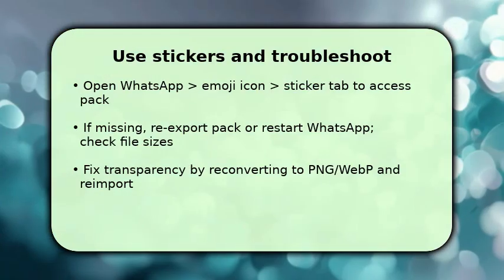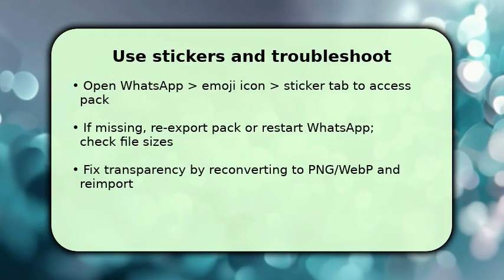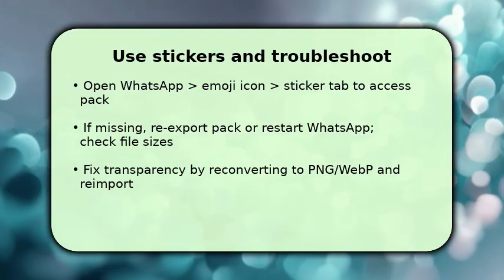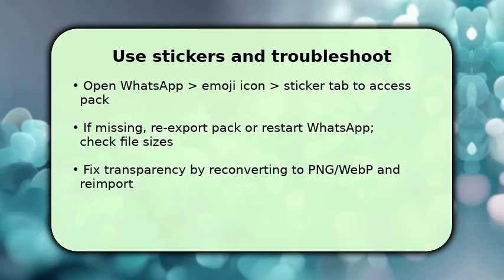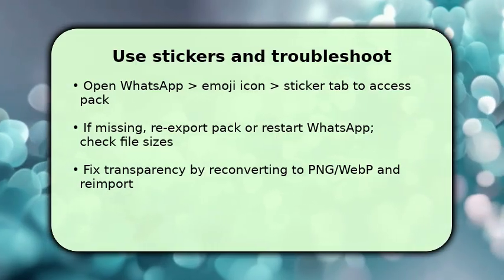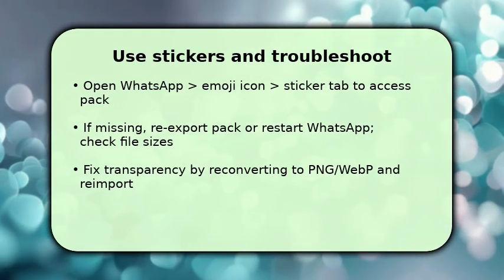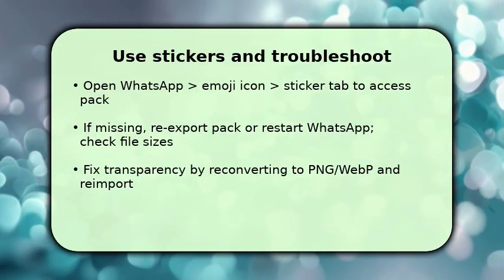You open WhatsApp, tap the emoji icon, then the Sticker tab to use your new pack. Long press a sticker to favorite it for quick access. If the pack doesn't appear, make sure you published it from the Creator app, then restart WhatsApp. Some apps require a short reload.